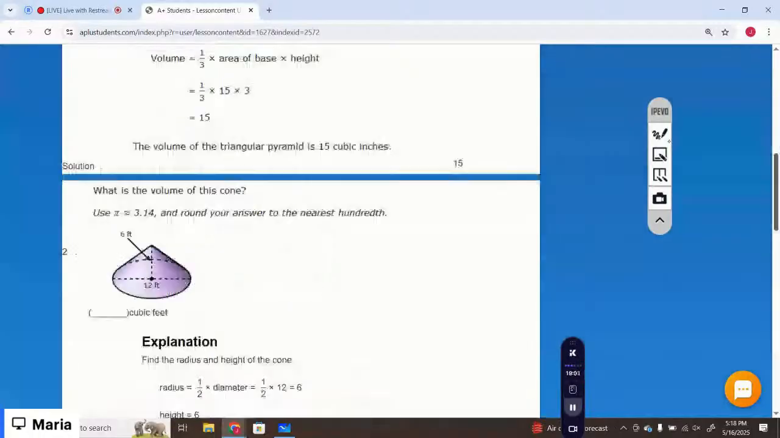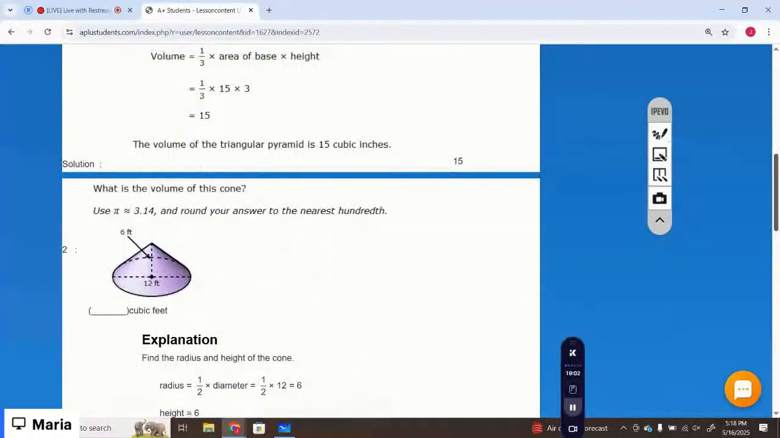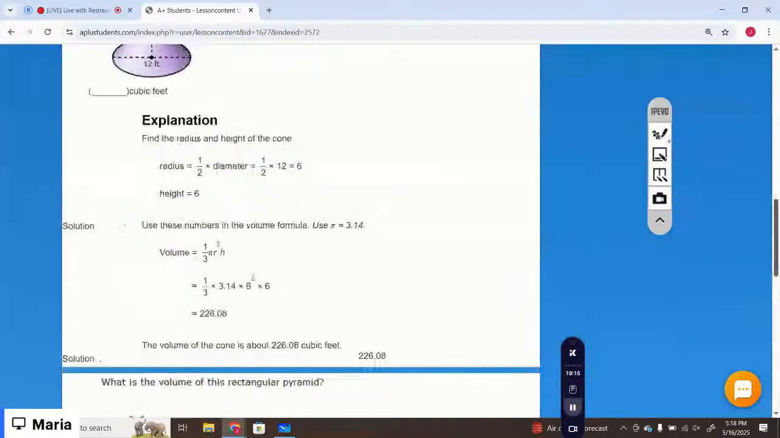Okay, the next one is what is the volume of the cone? So how do we calculate the volume of the cone? The volume of the cone is 1 by 3 pi r squared h. Just use the formula and calculate the volume.